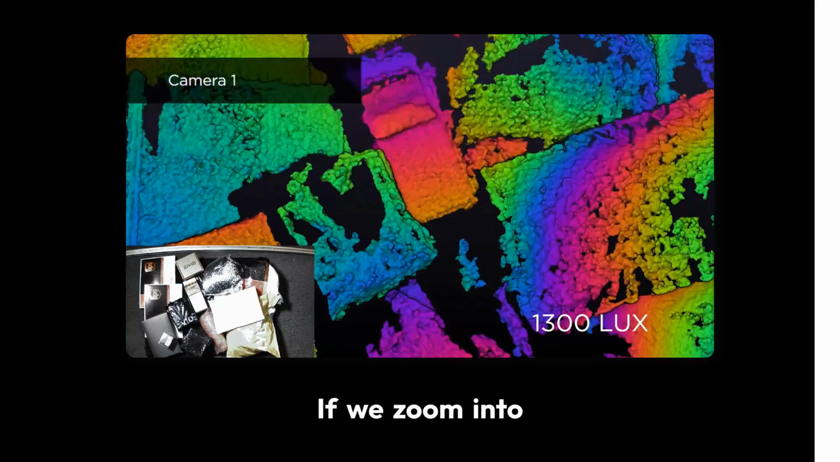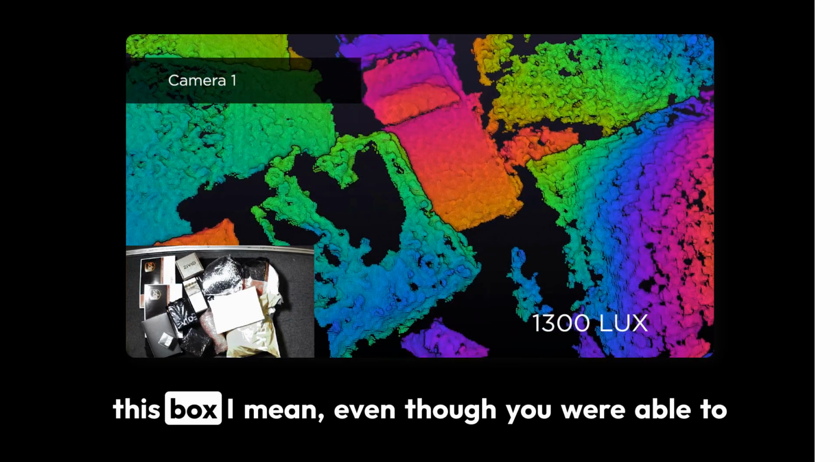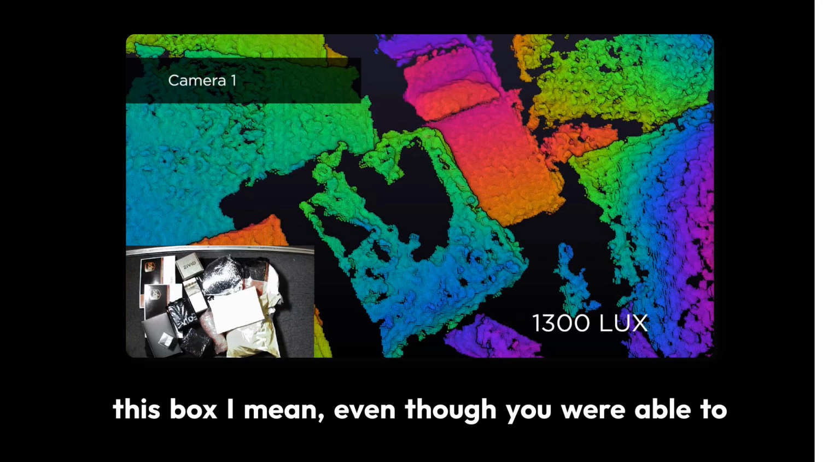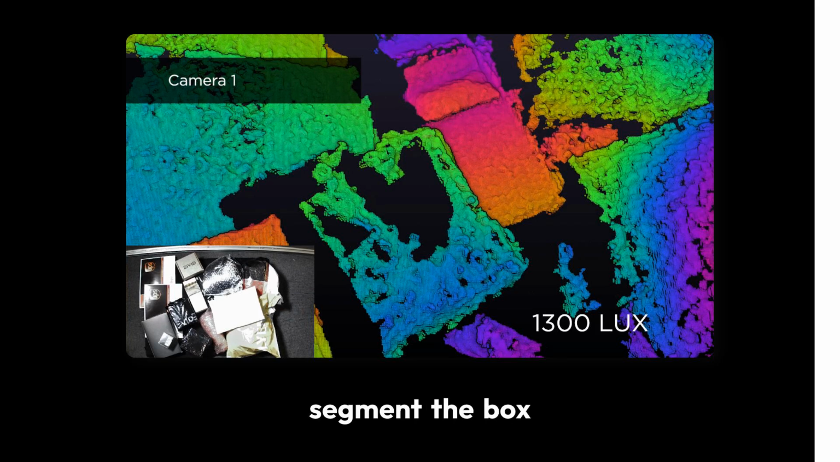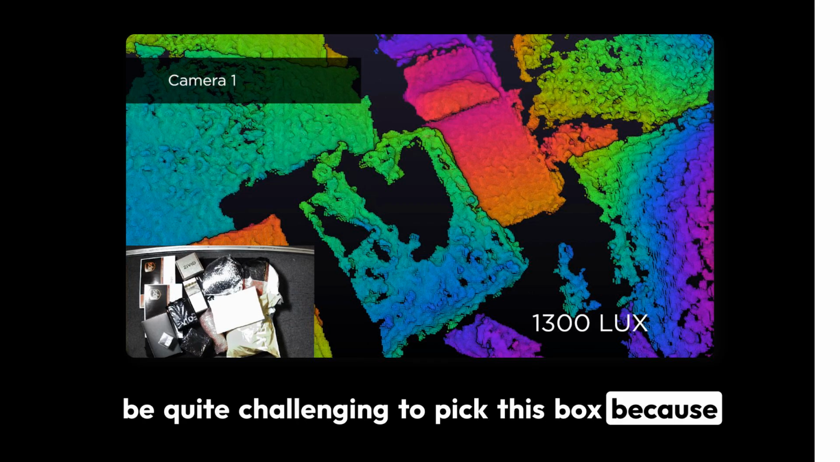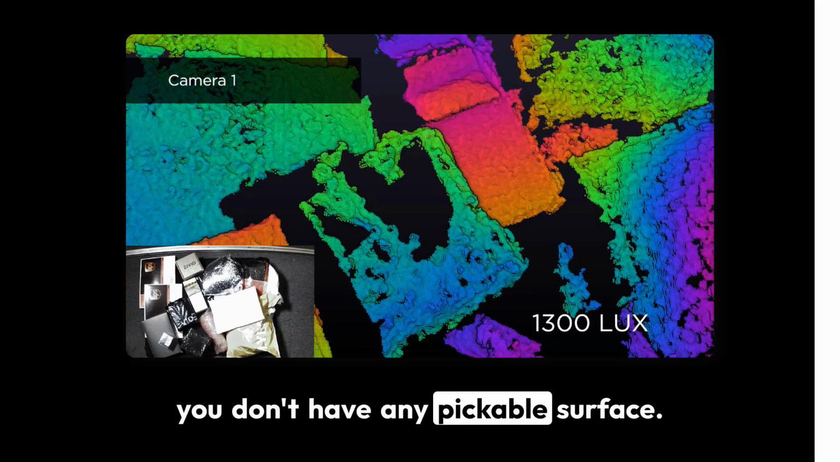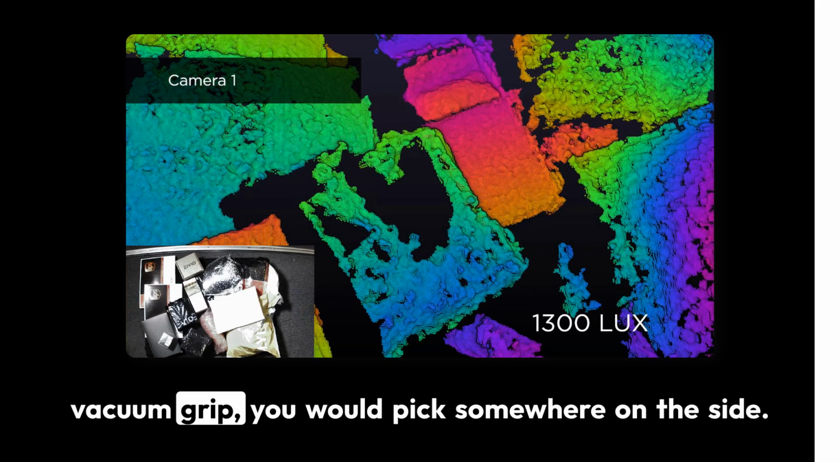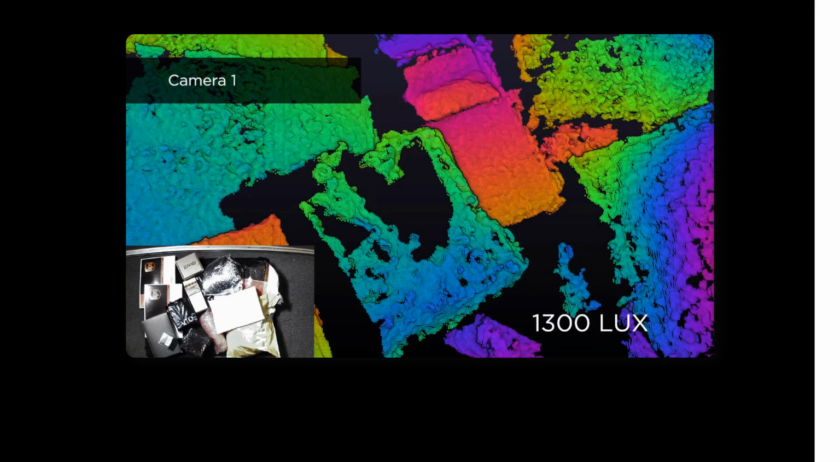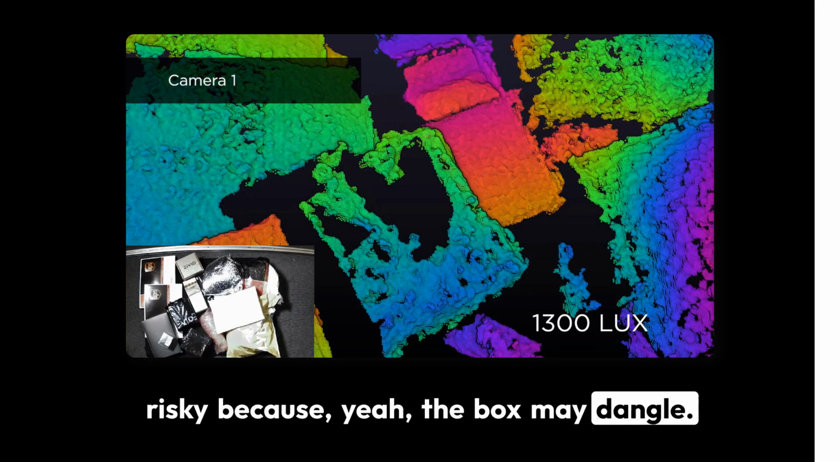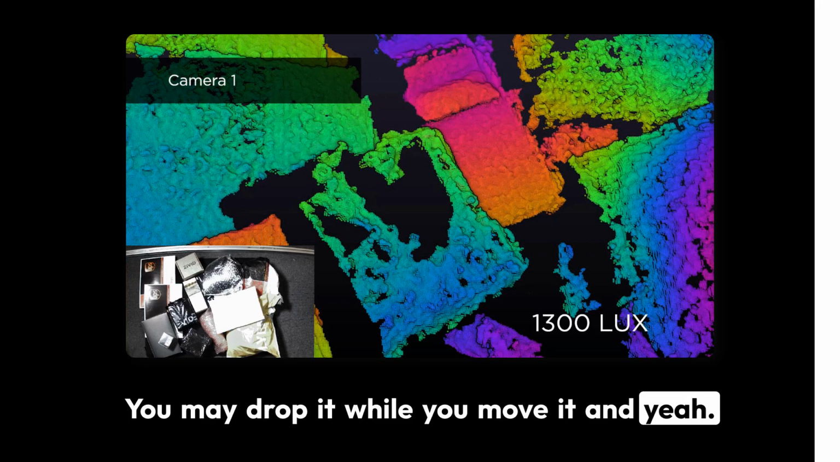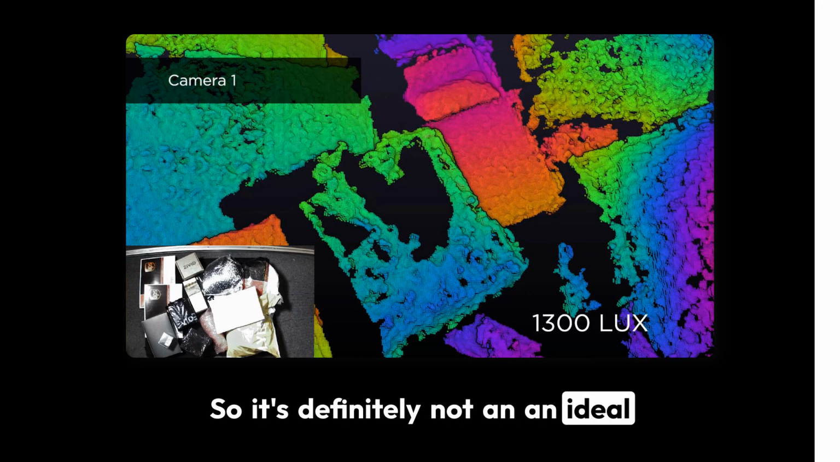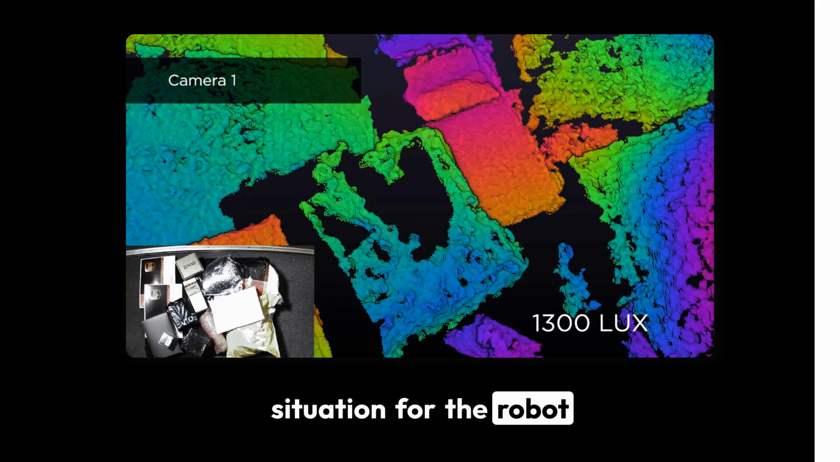And yeah, if we zoom into this box, even though you were able to segment the box using the 2D image, it will be quite challenging to pick this box because you don't have any pickable surface. At best, with your vacuum gripper, you would pick somewhere on the side, but it's still risky because the box may dangle, you may drop it while you move it, and so it's definitely not an ideal situation for the robot cell.